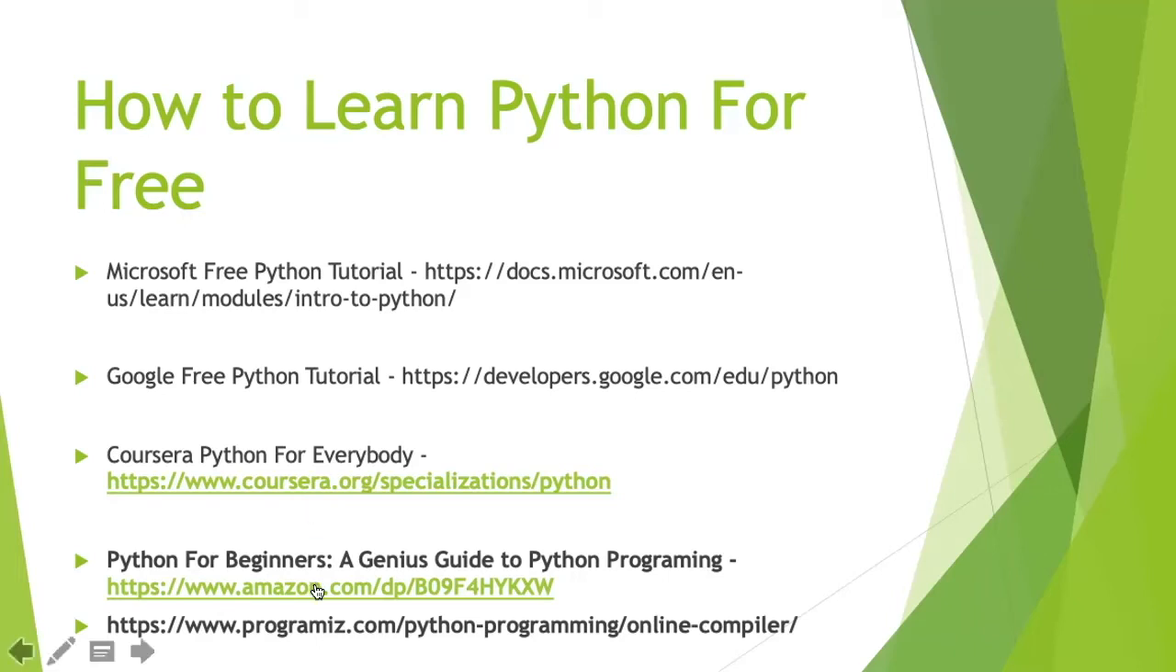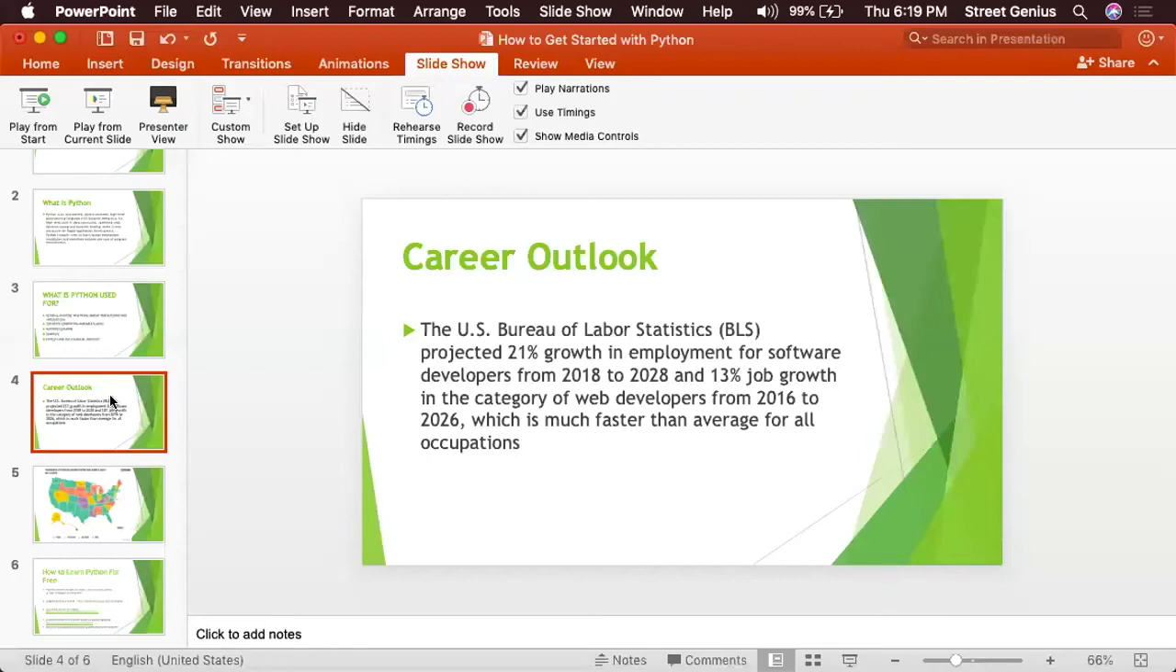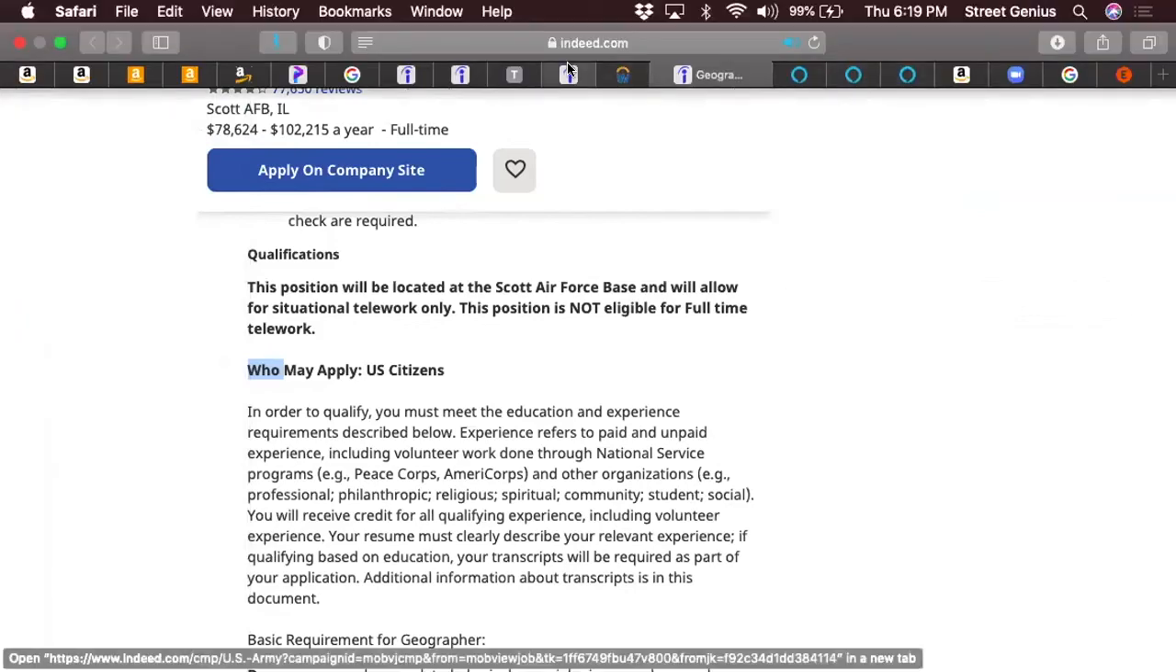Another thing, which is very important, is my Python book, Python for Beginners, A Genius Guide to Python Programming. It's free right now on Amazon. We should all download it and go for it. When you get done using all of those things, there are several different ways you can start using Python.